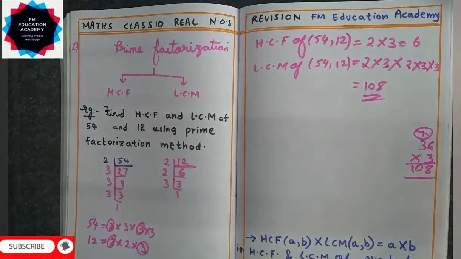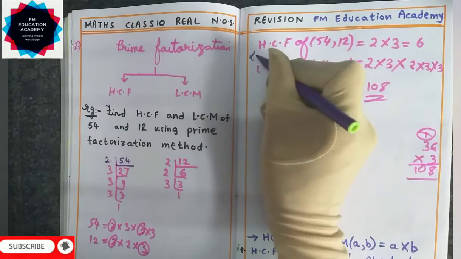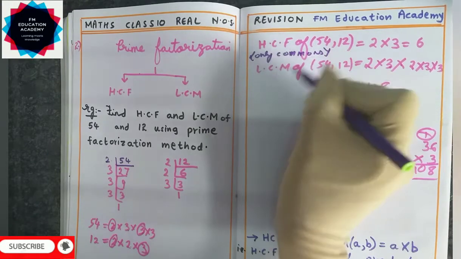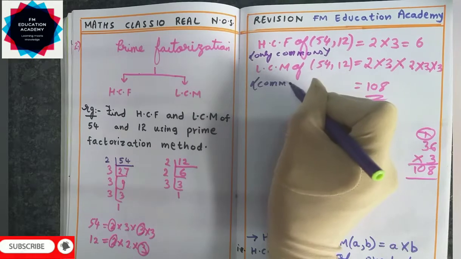What is the hint? I'll write the hint here for your better understanding. Remember it. HCF means only commons. LCM means commons as well as leftovers.